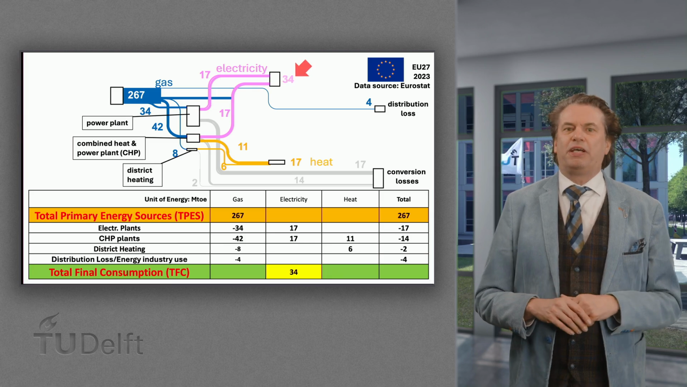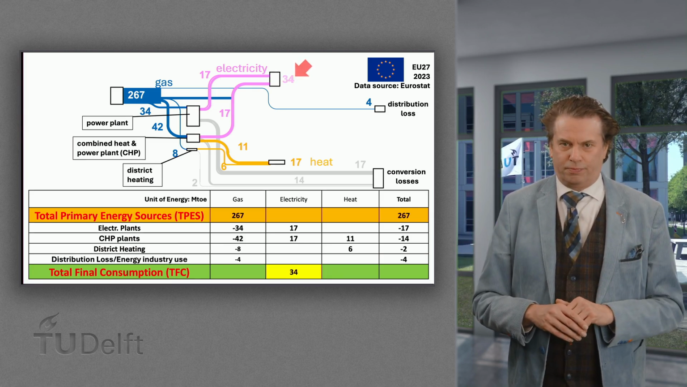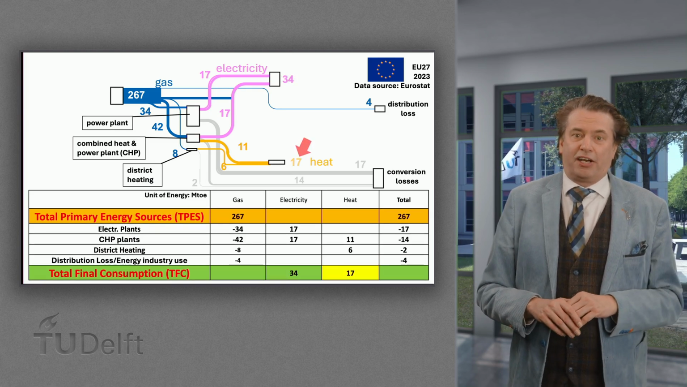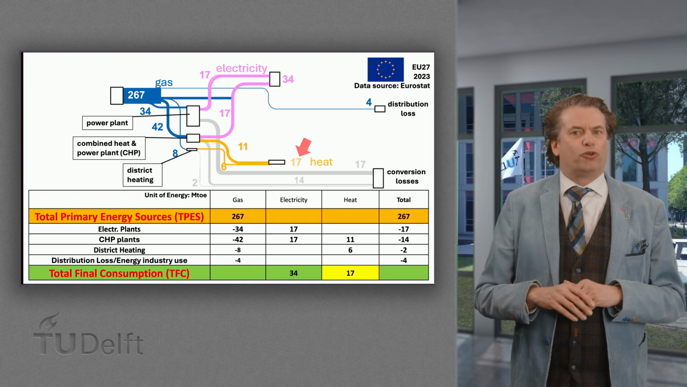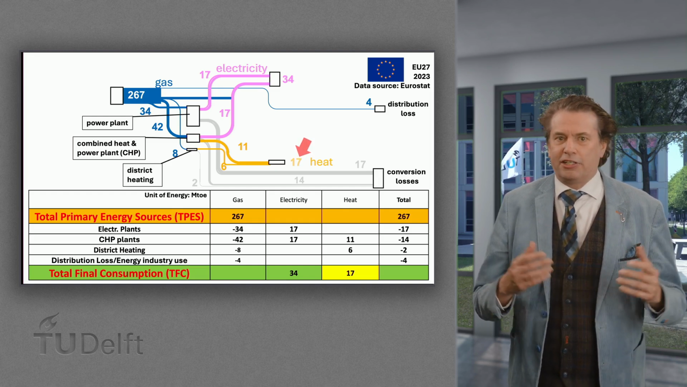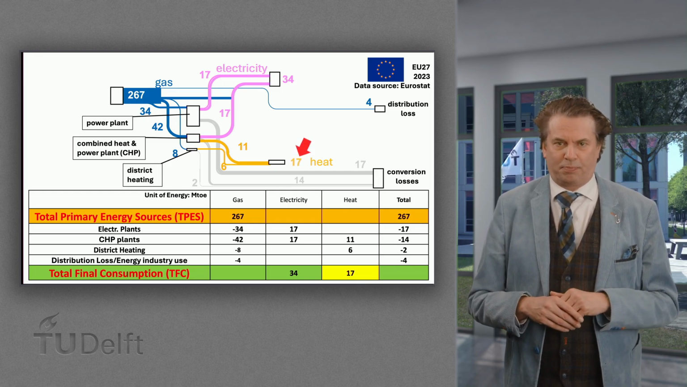This electricity will be available for final consumption in one of the sectors. The total secondary energy source in the form of heat that is generated is 17 megatons oil equivalent. This heat will be available for the final consumption in one of the sectors as well.